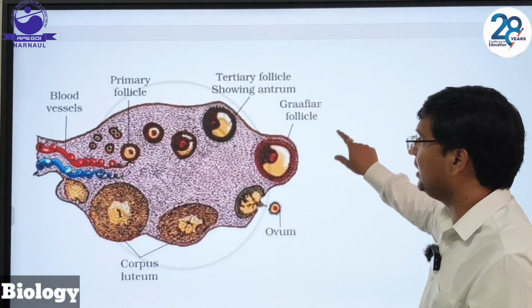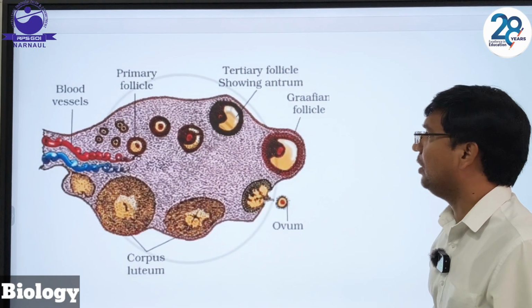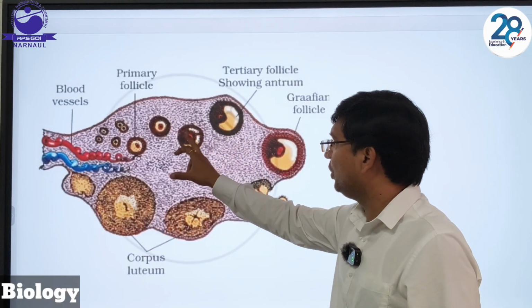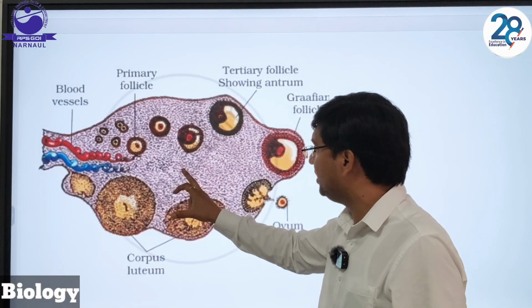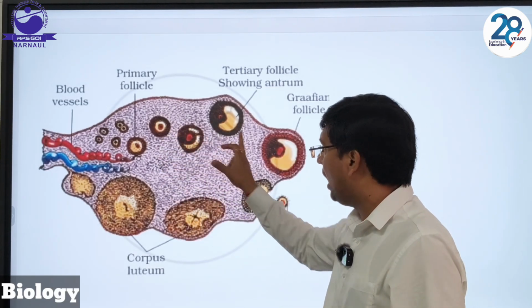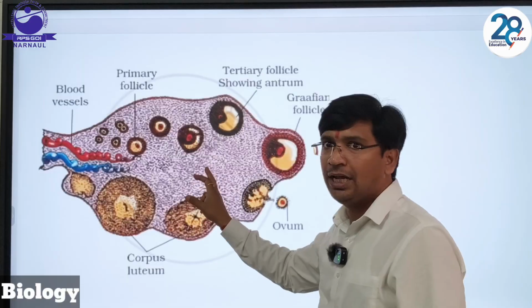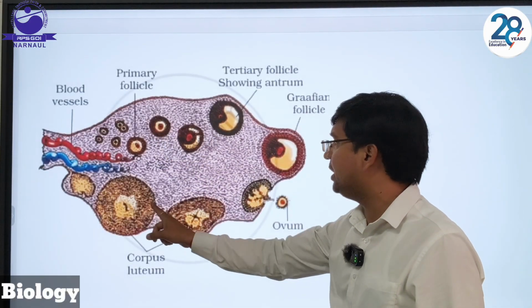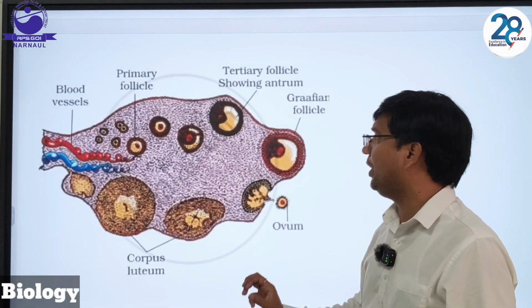Next, another slide. This is the TS of ovary. In the TS of ovary, we can see that the space inside the ovary we will divide into two zones, that is the outer zone and inner zone. The inner zone is known as the ovarian medulla and the outermost zone is known as the ovarian cortex.